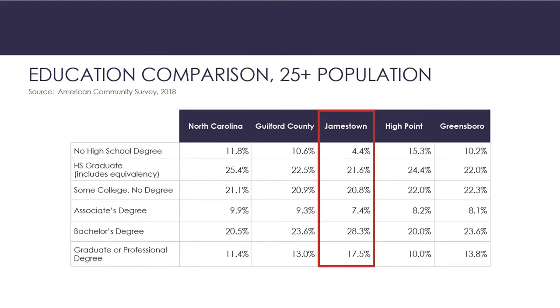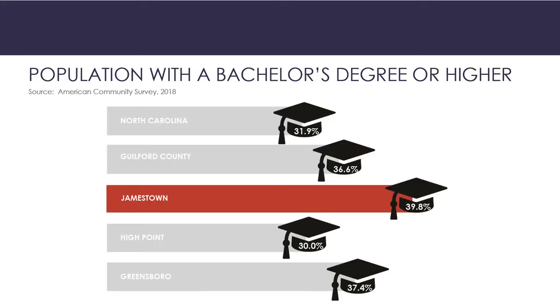Looking at Jamestown's educational attainment in comparison to the state, Guilford County, and its larger neighbors High Point and Greensboro, we see that the share of the population with a bachelor's degree and with a graduate or professional degree is much higher than those other geographies. This chart just provides some additional perspective about Jamestown's high degree of educational attainment, showing those residents with a bachelor's degree or higher as compared to the state, Guilford County, the city of High Point, and the city of Greensboro.